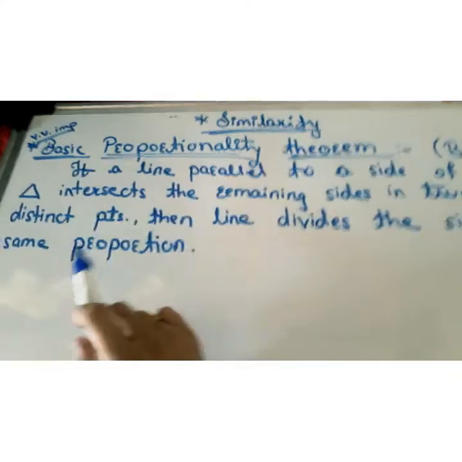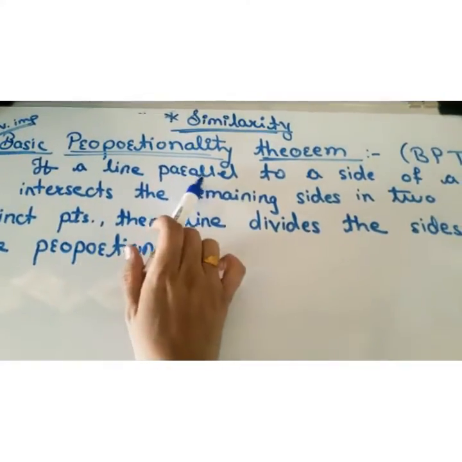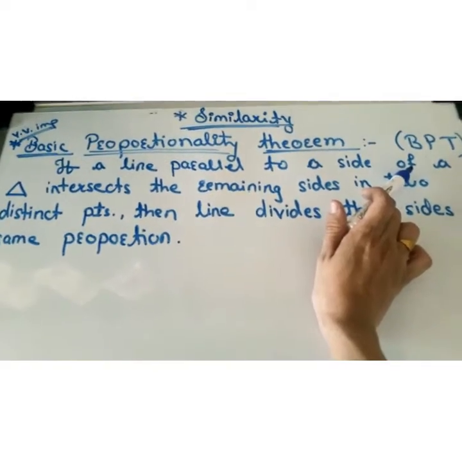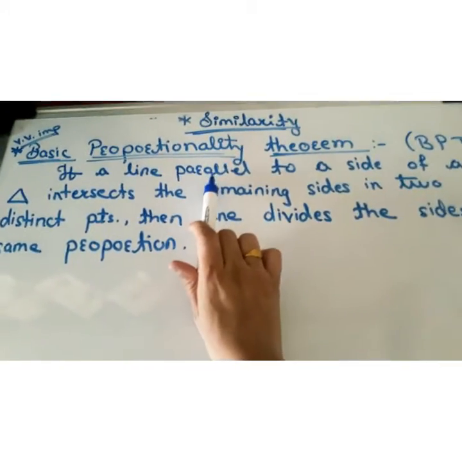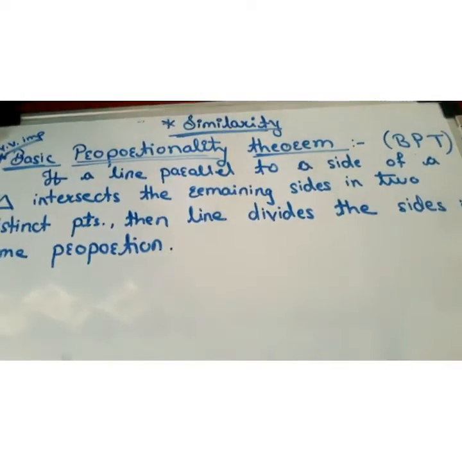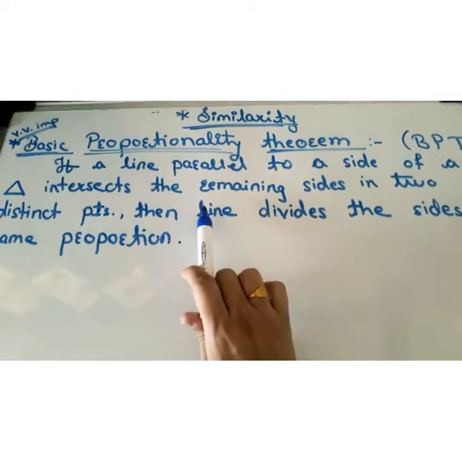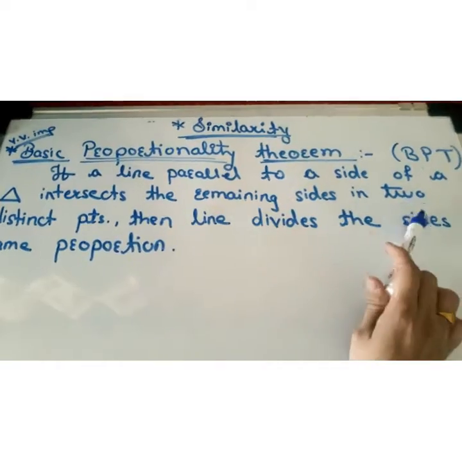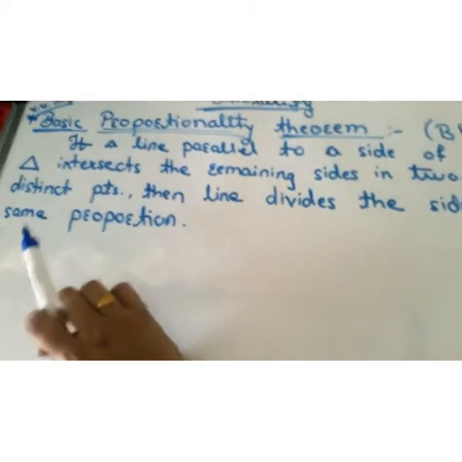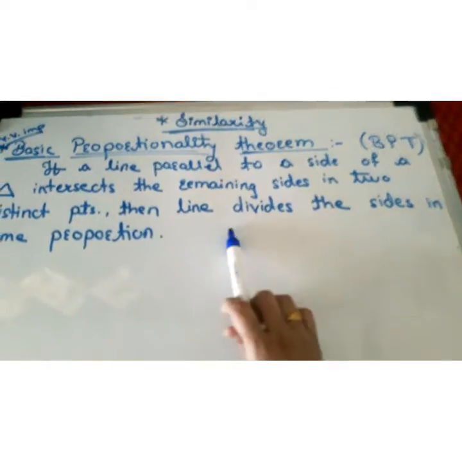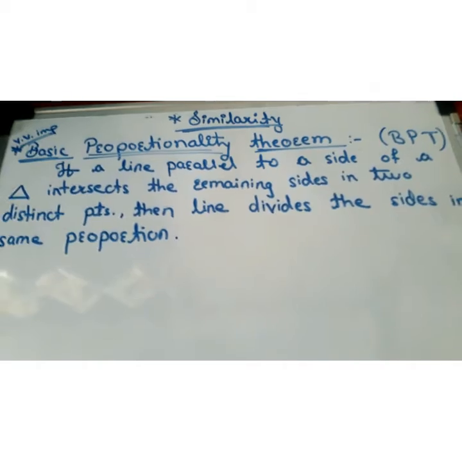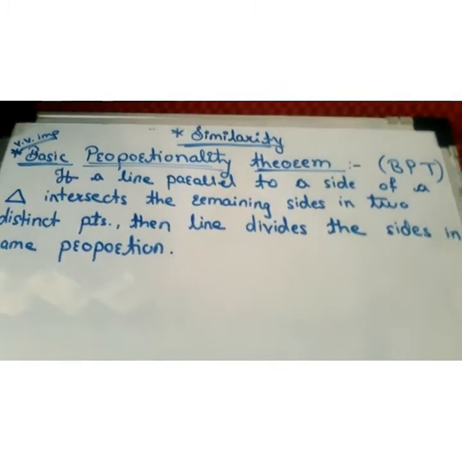The theorem says if a line is parallel to a side of a triangle, then the given line will intersect the remaining sides in two distinct points. Okay, it is parallel to one of the sides, then to the remaining two sides, it will intersect in two distinct points, and also the line divides the two sides in the same proportion. Have you understood this? Maybe yes or maybe no.